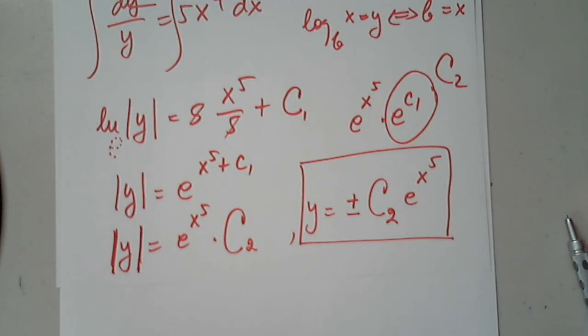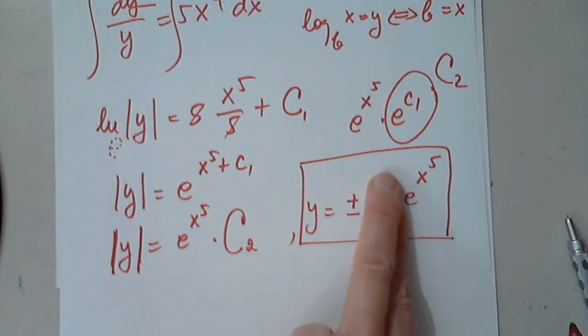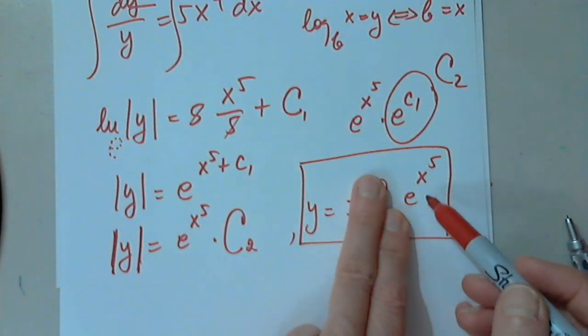So we solved by separating the variables. So we determined the solution. So it's any constant you want. It doesn't matter. Whatever. With plus or minus e to x to the fifth.